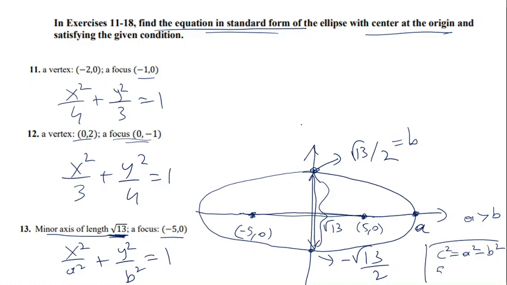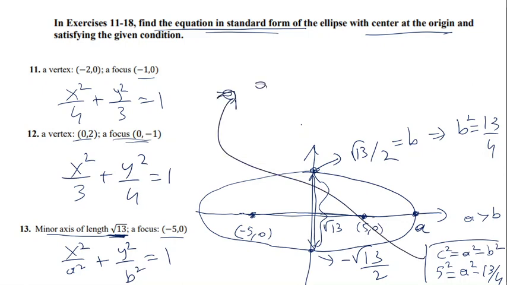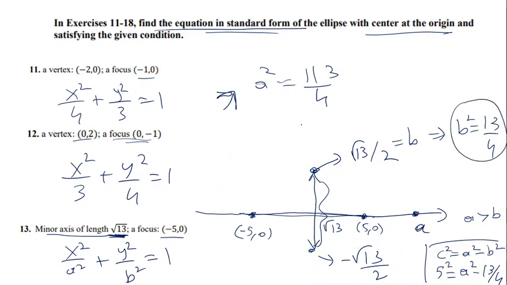So C is, we know, 5 squared, and this is A squared. We don't know A. And B squared should be 13 over 4. And, okay, if we do this calculation here, A squared should be 113 over 4. And we know B squared is 13 over 4, so we can write the equation this way.